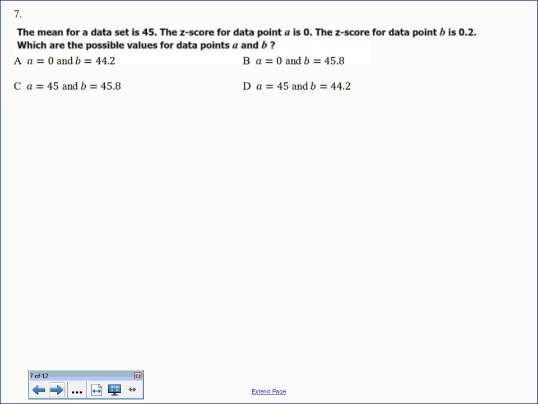They didn't give us the standard deviation here, but they did give us the mean. So a z-score of 0 means that your actual value is 45. So the correct answer is either C or D. Now, the z-score for B is 0.2, which means that you're going to be 0.2 standard deviations above the mean. So the only other set that has a data point above the mean is C. 44.2 is below the mean, so that can't be the right answer.